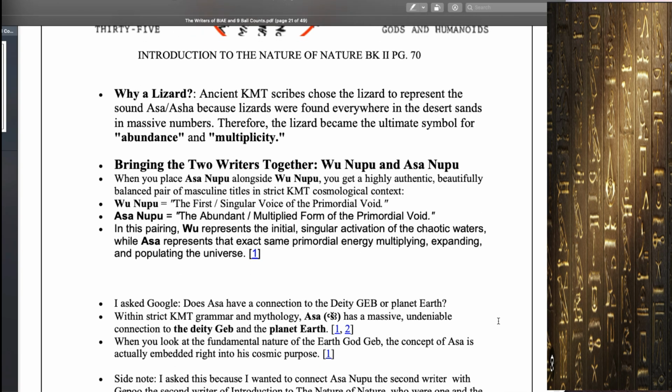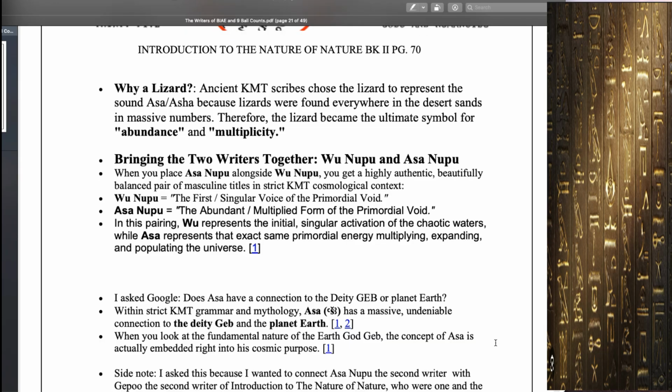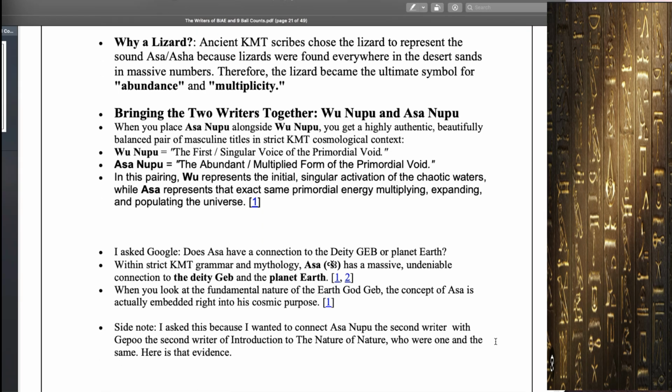I asked Google, does Asa have a connection to the deity Geb or planet Earth? Within strict Kemet grammar and mythology, Asa has a massive, undeniable connection to the deity Geb and the planet Earth. When you look at the fundamental nature of the earth god Geb, the concept of Asa is actually embedded right into his cosmic purpose.